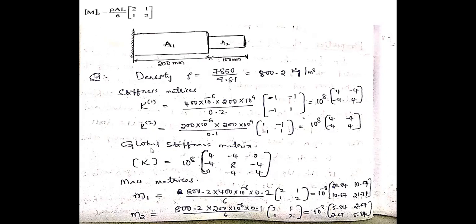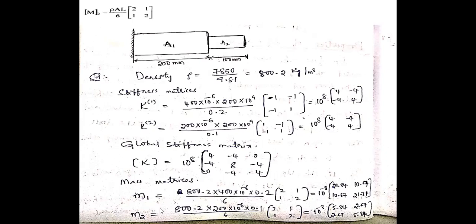Once you have found the global stiffness matrix, let us focus on the global mass matrix, because to find the eigenvalues and eigenvectors, it is very important to find the global stiffness matrix as well as the global mass matrix. Here we are going to consider the consistent mass matrix approach. For a bar element, the consistent mass matrix formula is rho into A into L by 6 into [2 1; 1 2]. So this is the bar element consistent mass matrix formula.